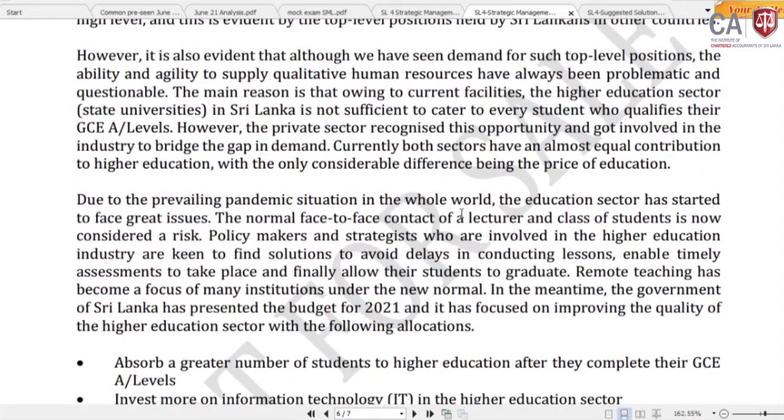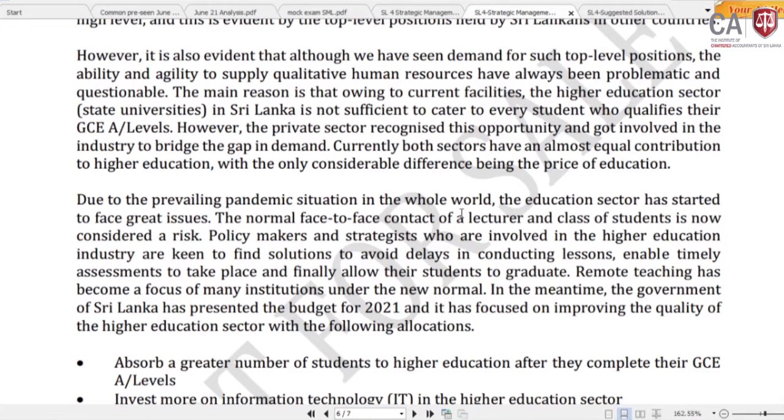However, it is also evident that although there is demand for such top level positions, the ability and agility to supply qualitative human resource has always been problematic and questionable. The main reason is that owing to current facilities, the higher education sector, state universities in Sri Lanka, is not sufficient to cater to every student who qualifies their GCE level.